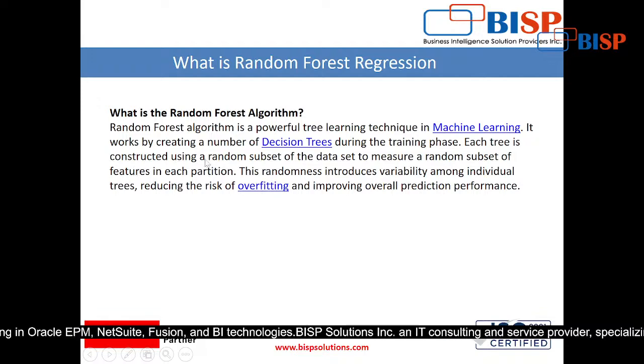Look at this again. Each tree is constructed using a random subset of the data. That means subsets are created of that data, and then based on that data it creates a tree, and it considers a random subset of features in each partition. In every partition it takes a decision. This randomness introduces variability among individual trees, right? So there might be different answers for everything, which reduces the risk of overfitting and improves overall prediction performance.